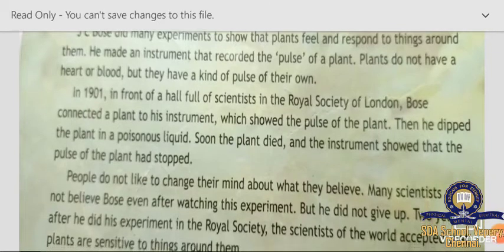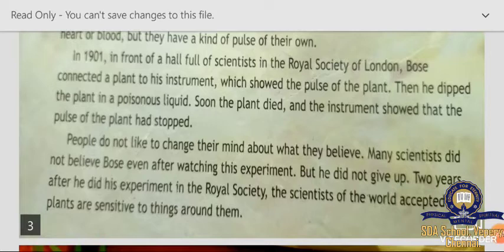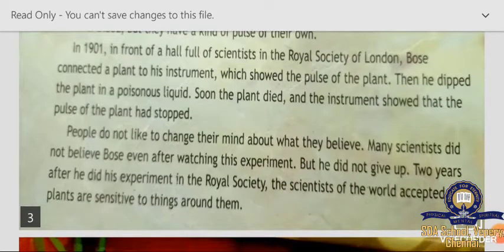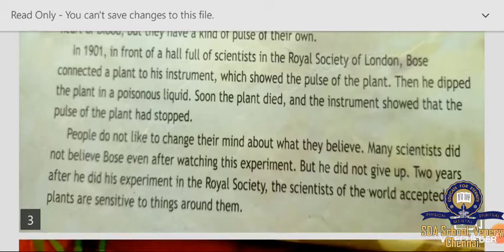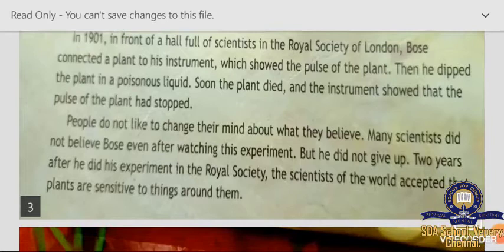In 1901, in front of a hall full of scientists in the Royal Society of London, Bose connected a plant to his instrument, which showed the pulse of the plant. Then he dipped the plant in a poisonous liquid. Soon the plant died, and the instrument showed that the pulse of the plant had stopped.